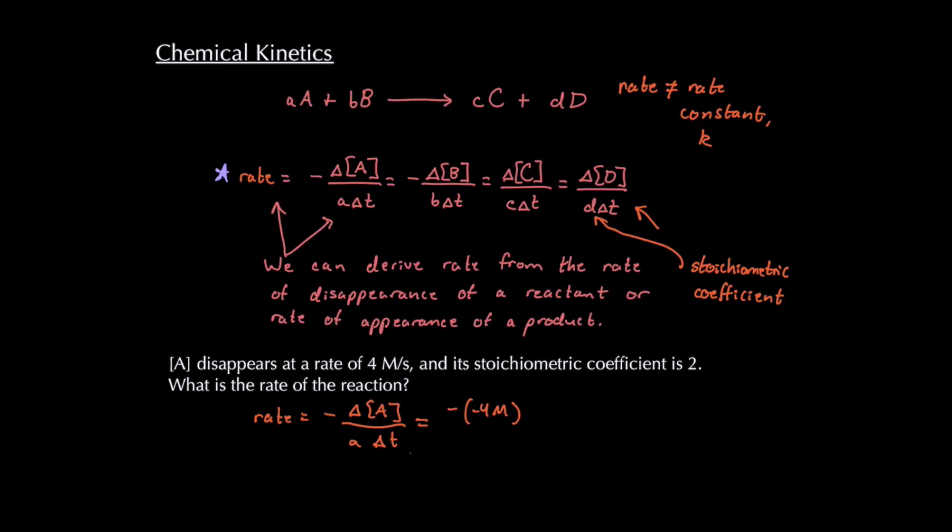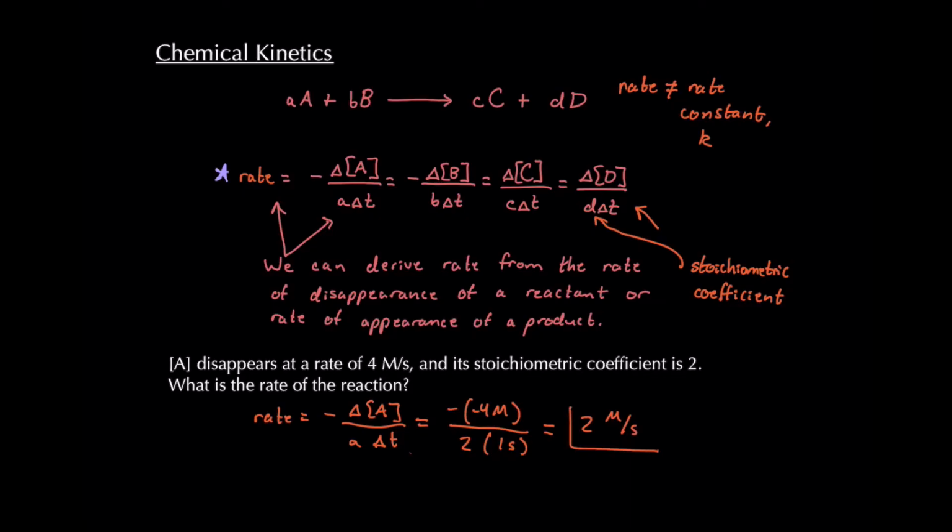So a negative times a negative will yield us a positive. A, our stoichiometric coefficient, is 2, and then our delta T is just 1 second. So we have that 4 molarity per 1 second. Now if we take a negative of a negative, that will give us positive 4, and positive 4 divided by 2 will give us 2. So our rate is 2 molarity per second.